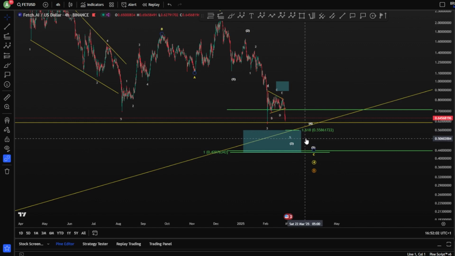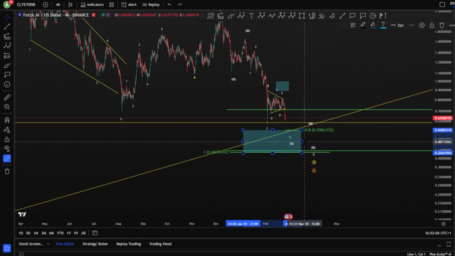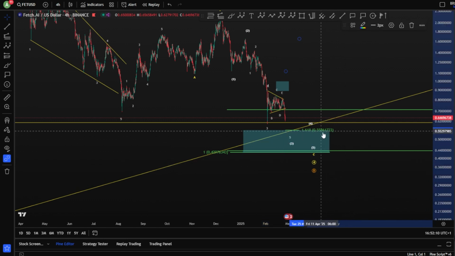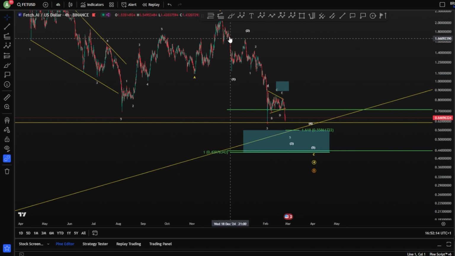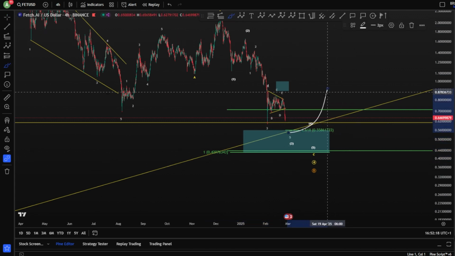And very, very important level here. Yeah, very important level in confluence. So we need to watch this zone. It is very critical. 0.55 and 0.43 cents are the most critical levels for a bullish, of course.